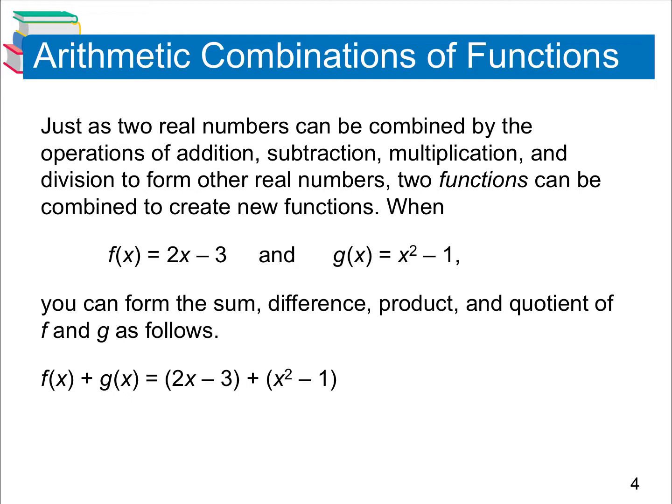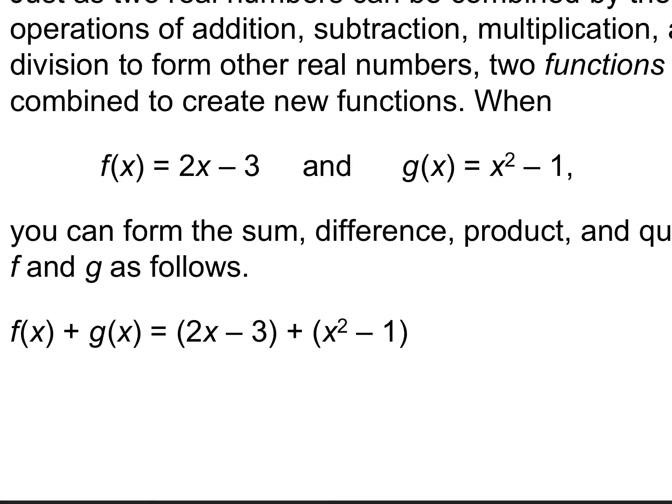There'll also be ones where you're plugging in one of the functions in for x in the other function and then simplifying also. So if we look, let's do f of x plus g of x first. We're going to use f of x as 2x minus 3, g of x as x squared minus 1. First one that we're simplifying here is f plus g of x, or f of x plus g of x. So we're just going to take the two expressions and add them.